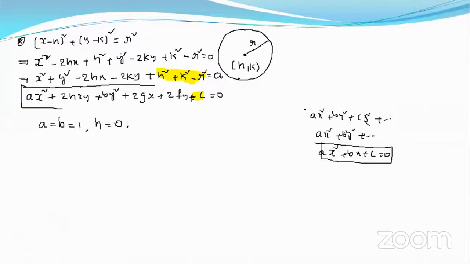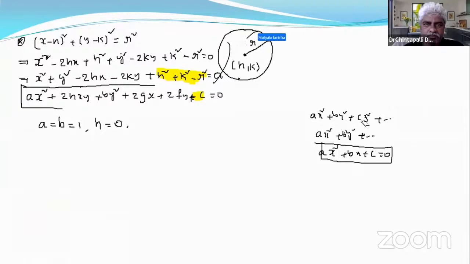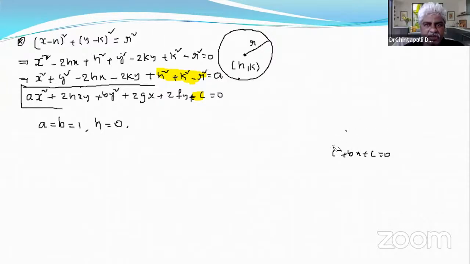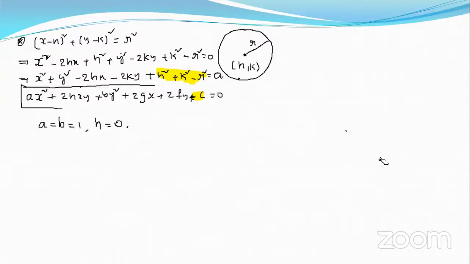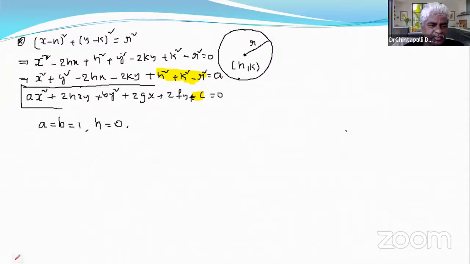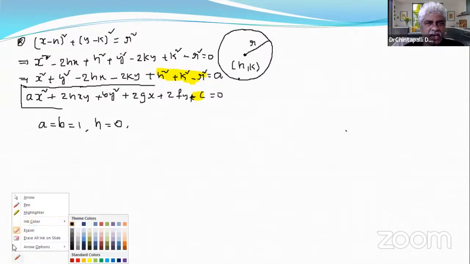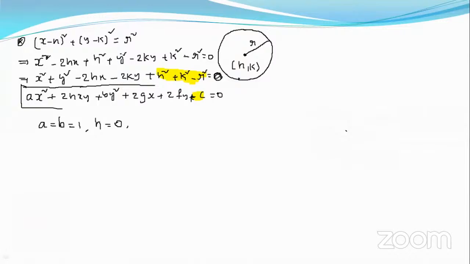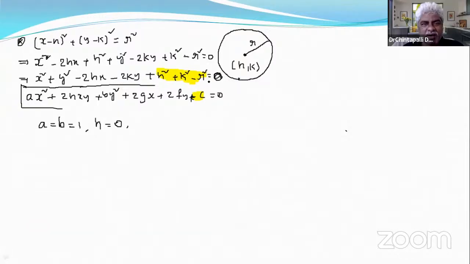So here, is it A or 0? Sorry, that is 0, because we bring all the terms to the right hand side. We bring that r square to the left hand side, so it is 0 only. Not A, it is 0. Now it is time to compare the constant terms.